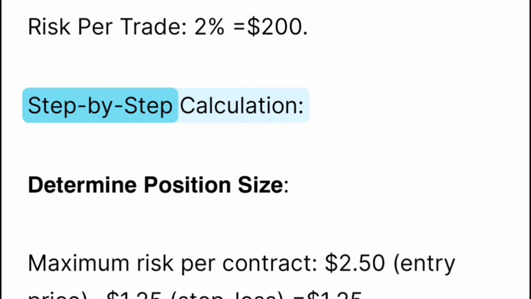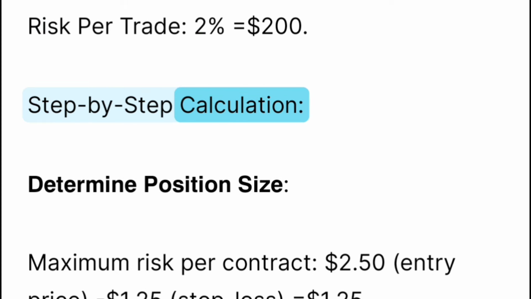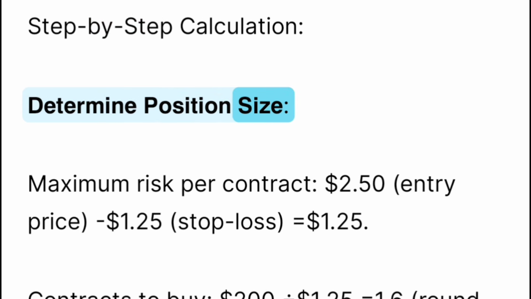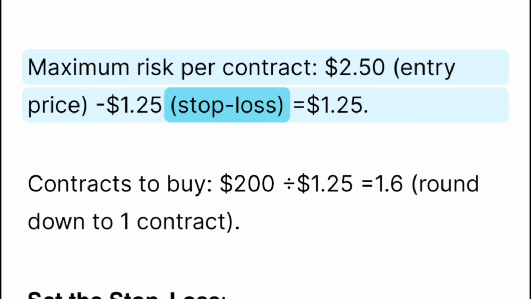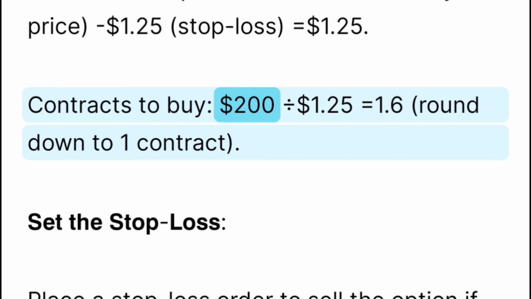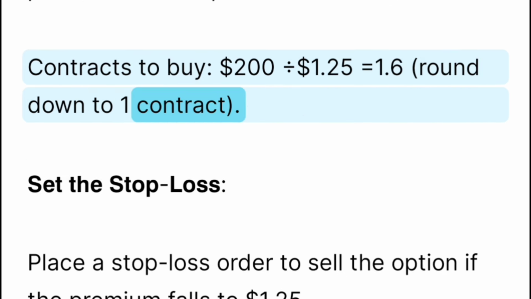Step-by-step calculation. Determine position size. Maximum risk per contract, $1.25. Entry price, $2.50. Stop loss, $1.25. Contracts to buy, $200 / $125 = 1.6. Round down to 1 contract.